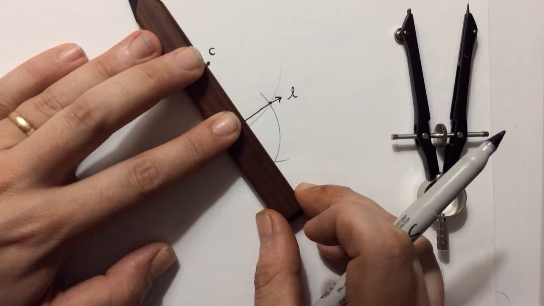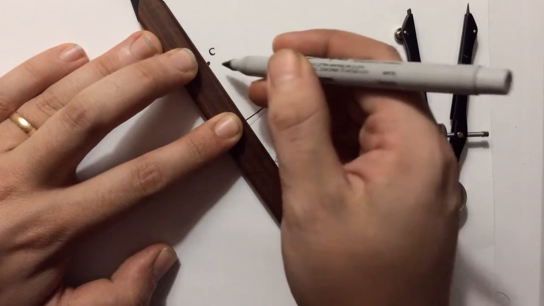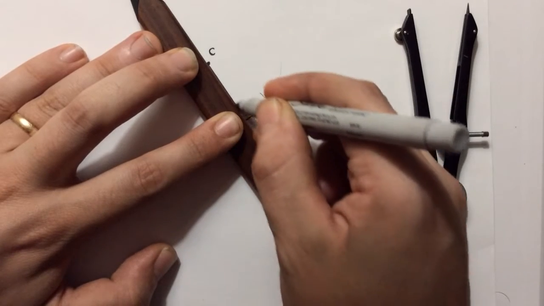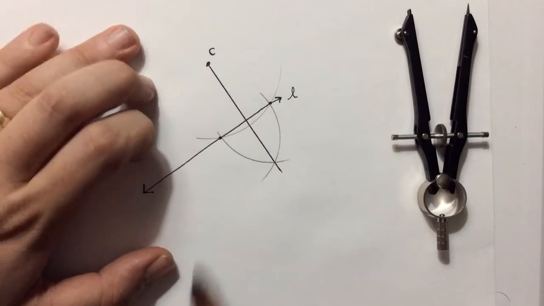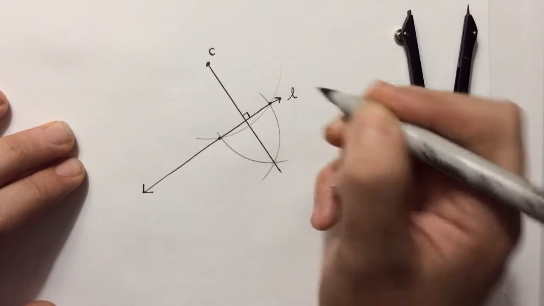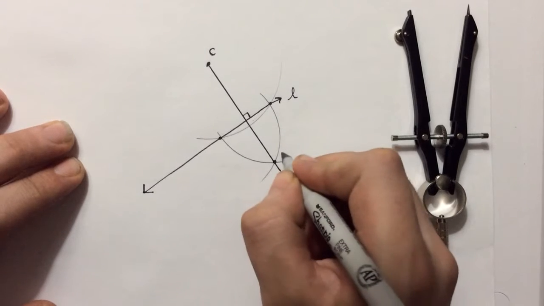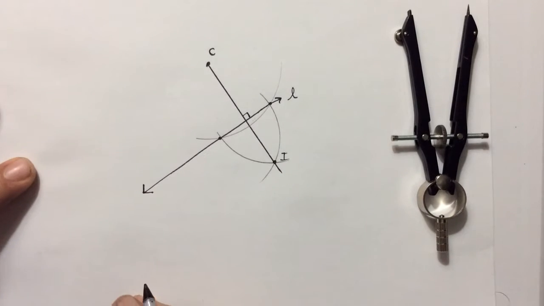And if I mark a line going from C to the intersection I just made, you can see that that's a pretty darn good perpendicular there. So we'll call that point I for intersection.